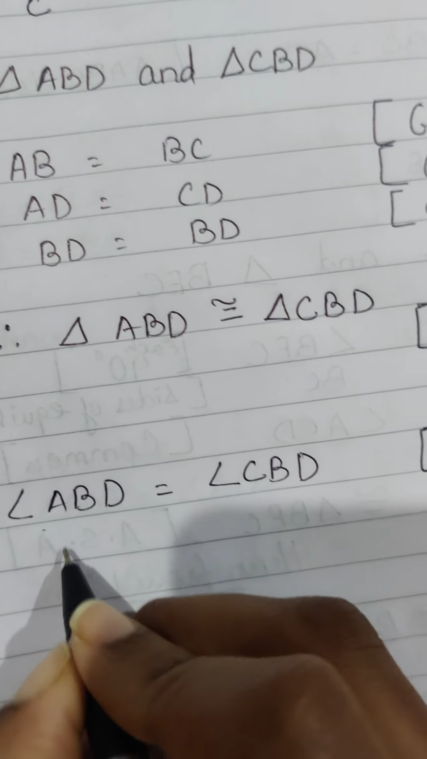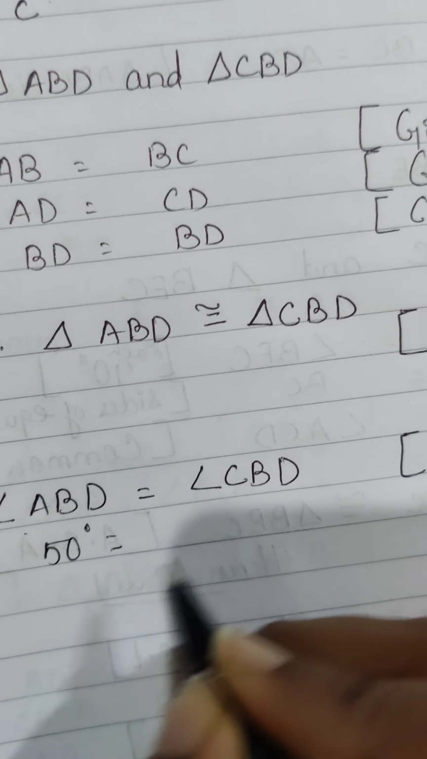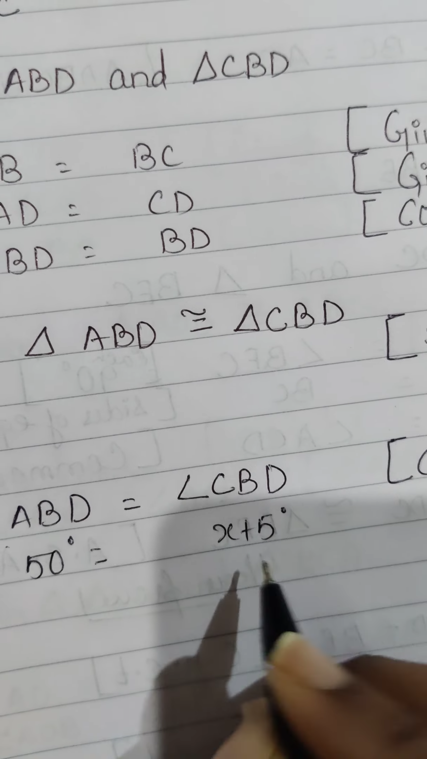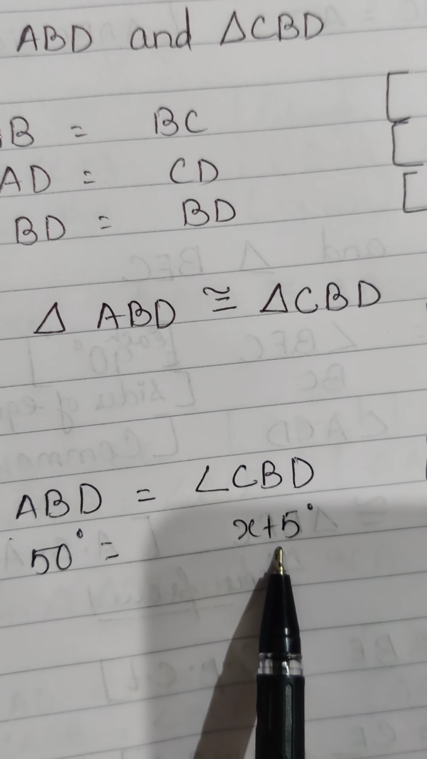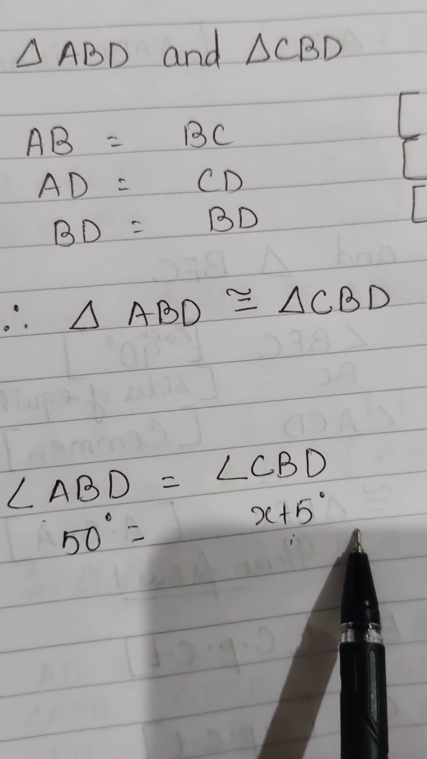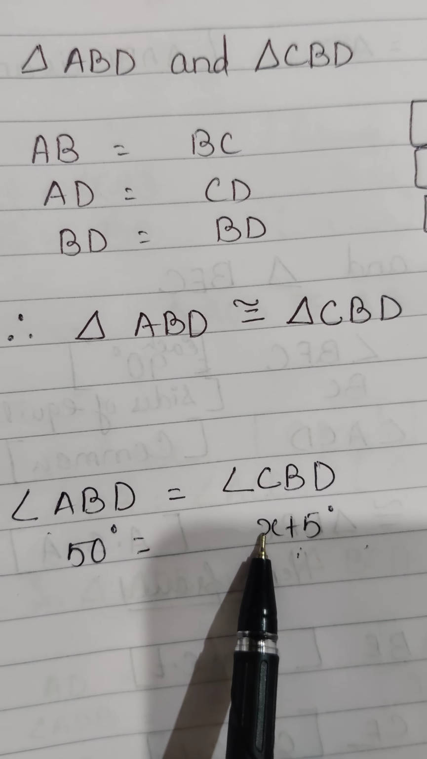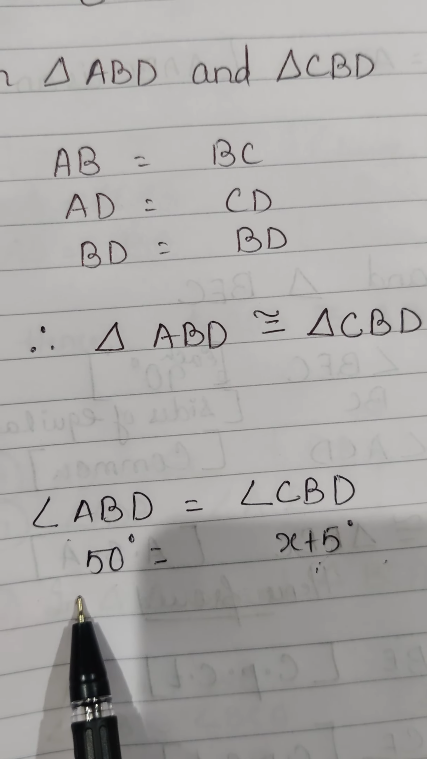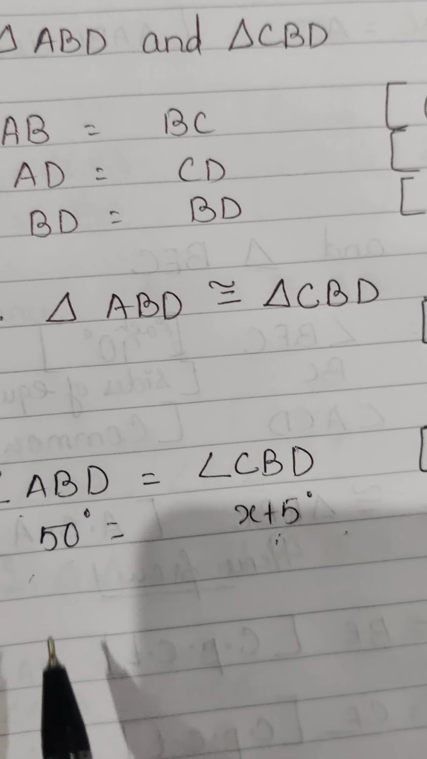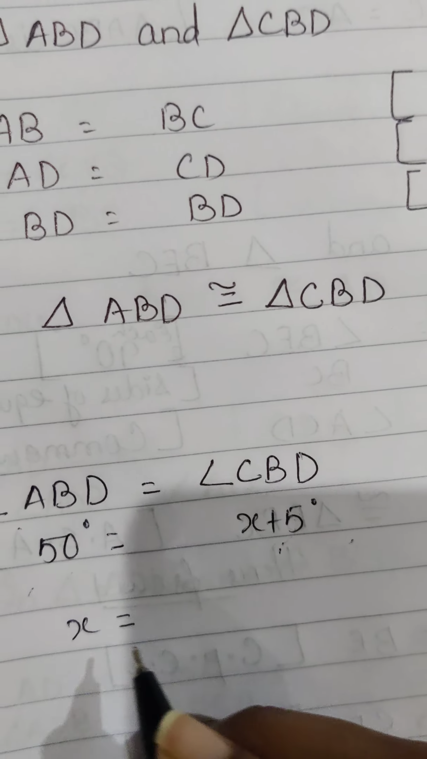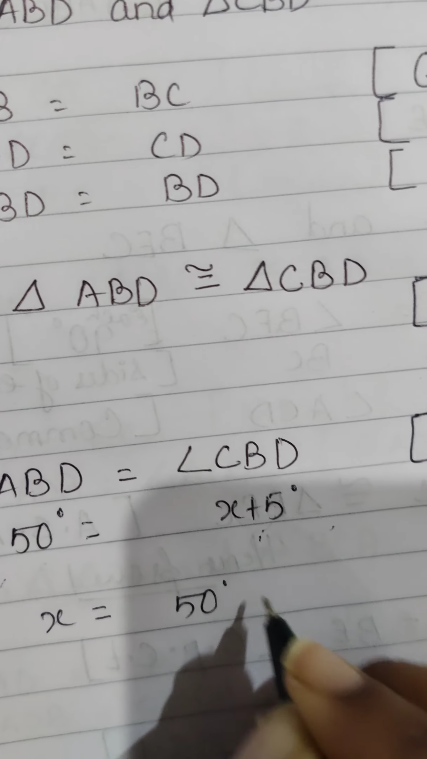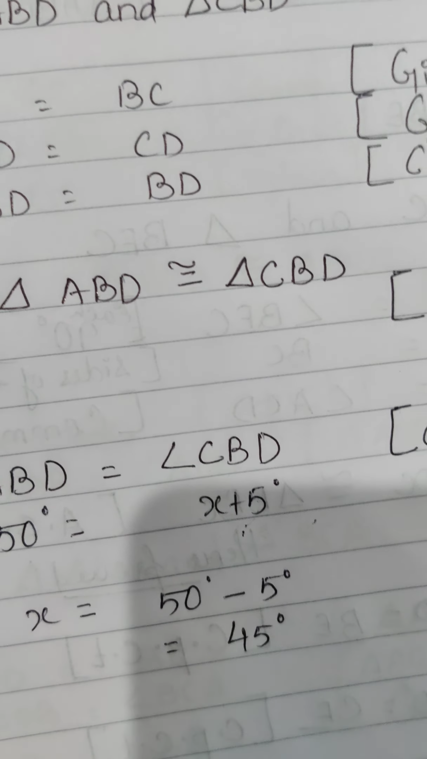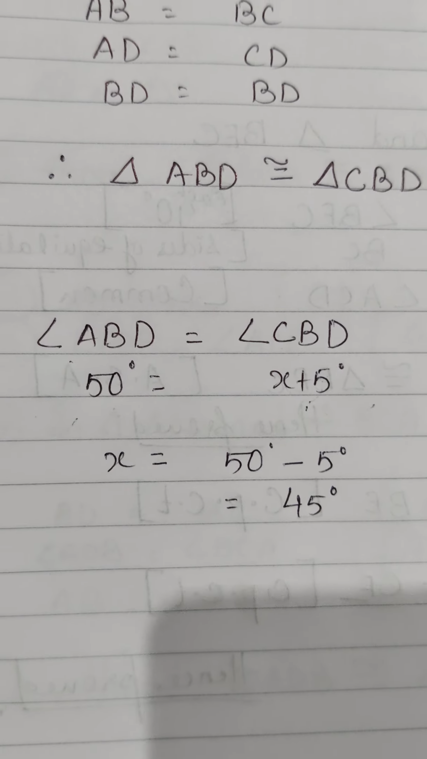Angle ABD is 50 degrees, given to us, and angle CBD is x plus 5 degrees. Now for x, what we need to do is, this is forming a linear equation. So for calculation of x, we will take this positive 5 to this side. So it will be changed into negative. x is equal to 50 degrees minus 5, that is 45 degrees. You are getting x here.